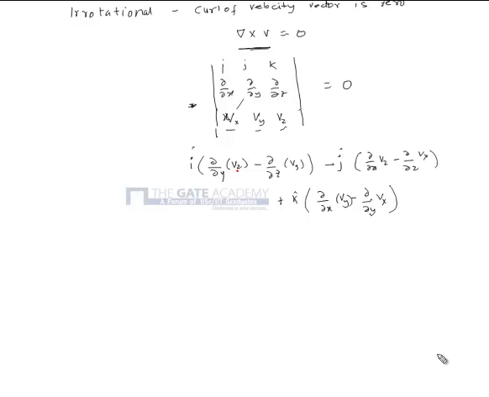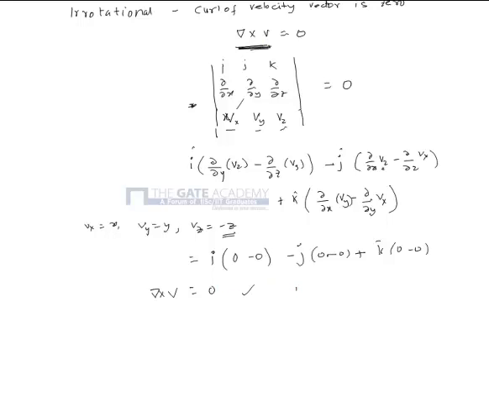Now let's substitute: Vx is x, Vy is y, and Vz is minus z. Let's check whether this is 0 or not. For i, dou by dou y of Vz is 0, and dou by dou z of Vy, which is y, is 0. Dou by dou x of Vz is also 0, because x, y, z are all independent, so these are all zeros. You can see that makes 0. So the curl is 0, and therefore the flow is irrotational.